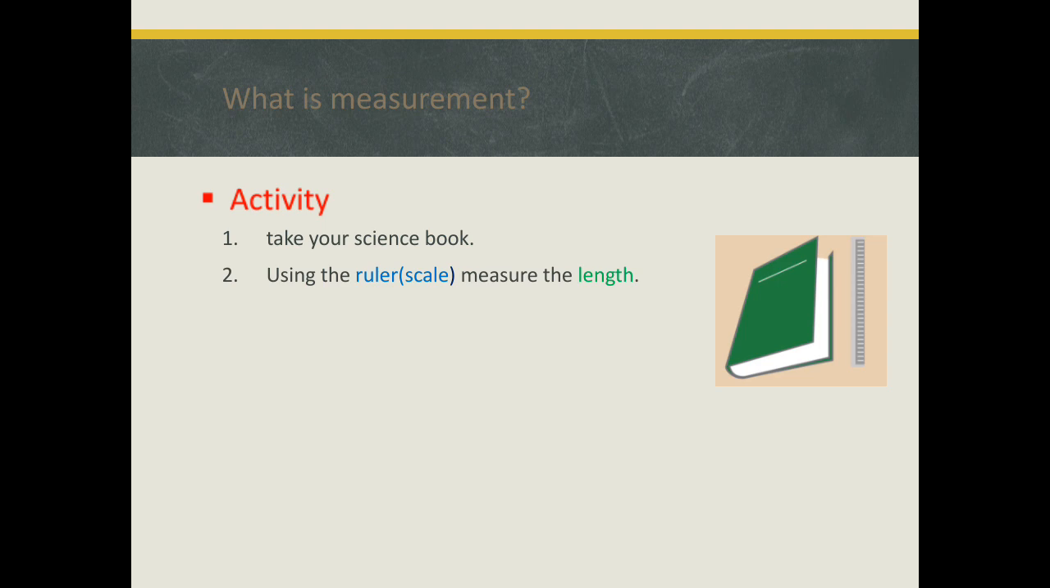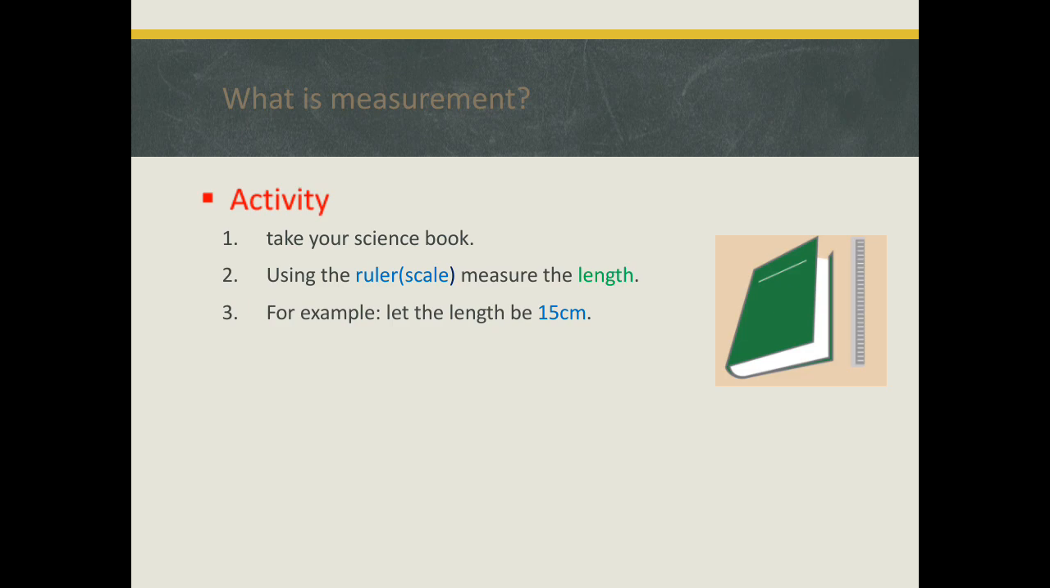I hope you have measured it, and I have also measured, and I have got some values. For example, I have got 15 centimeters, you might have got 20 centimeters, and some of you might have got 19.5 centimeters, whatever it is. So we have got one number, right? Let us take the example as 15 centimeters.